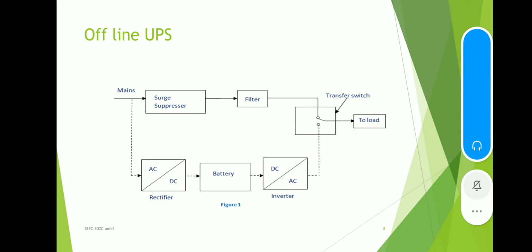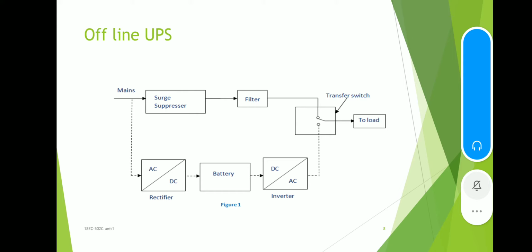In an offline UPS, initially the load is connected to the main supply. Whenever there is a power loss from the mains, the transfer switch switches from the mains to the battery source, the DC source. This is about the offline UPS.